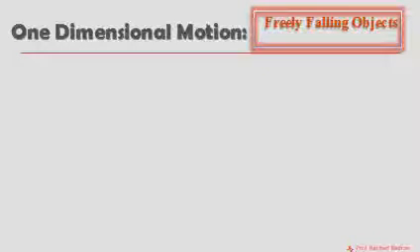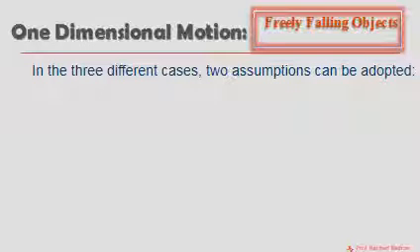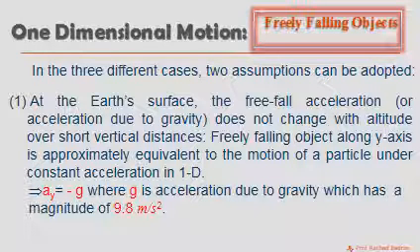In free-falling bodies, two assumptions must be made. That is, we consider the acceleration in the direction of the free fall equal to the acceleration due to gravity and approximately constant. Obviously, as you know, the acceleration due to gravity changes with latitude and height above the Earth's surface. But here the assumption will be made that all the cases we are going to handle are at the Earth's surface.